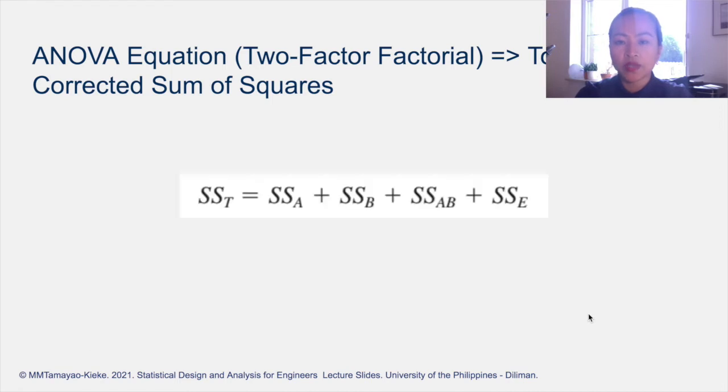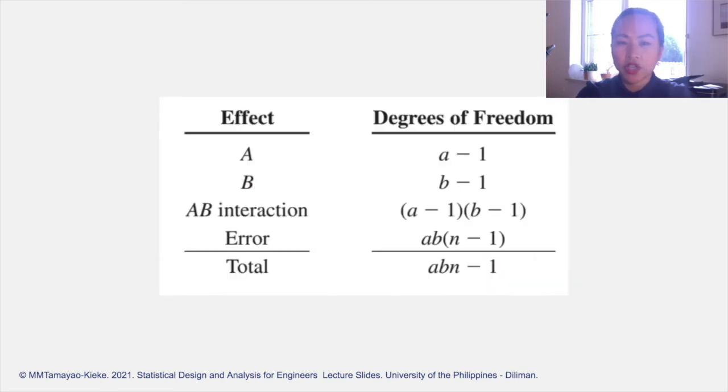Total sum of squares is equal to the sum of squares for A plus sum of squares for B plus sum of squares of the interaction plus sum of squares for the error. And you can see here the degrees of freedom for each factor and the interaction as well as the error. And the total degrees of freedom is abn minus 1.